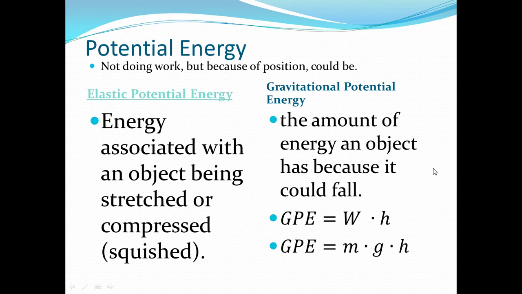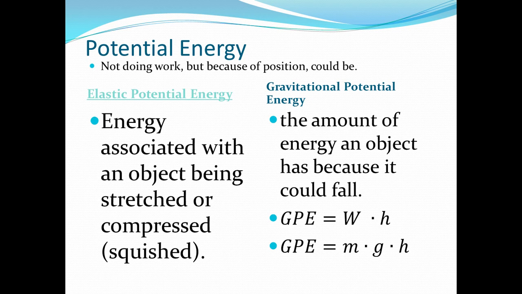Now, the other type of energy is the potential energy, and that's when you're not doing work, but because of its position, it could be doing work. Now, you can have elastic potential energy, which is the energy associated with an object being stretched out like an elastic band or compressed and squished together like a spring. And if you release the pressure on that, the rubber band or the spring would move. So it has the potential to move, but while you have it squished or stretched, it's not moving.